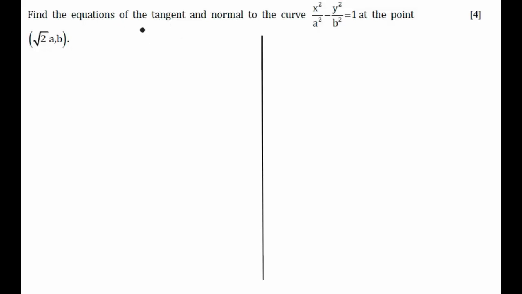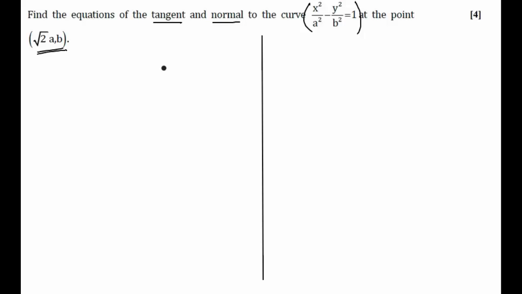Okay, so this one is a very straightforward question in which they are asking you to find the equation of tangent and normal for this particular curve, x square upon a square minus y square upon b square equal to 1, at the point root 2a comma b.